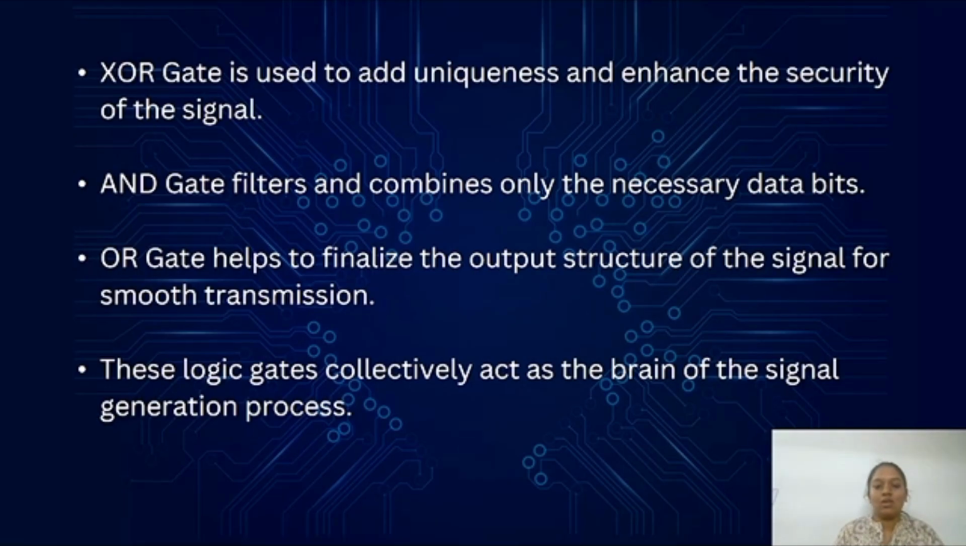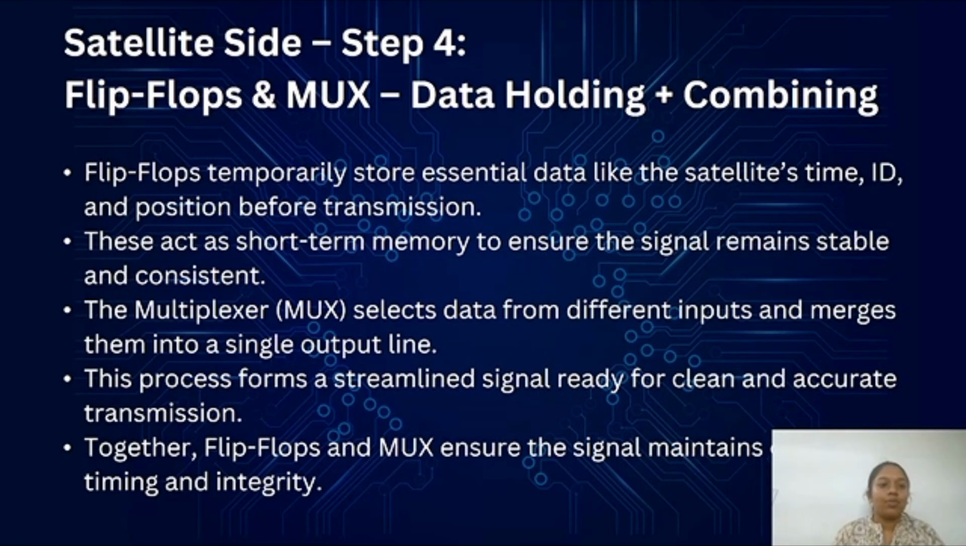transmitter. So next is step 4, flip-flop and multiplexer: data holding plus combining. So let's first talk about the flip-flop. This acts like a small digital memory unit. It holds data like time, satellite ID and location for just a few microseconds. This helps keep the signal stable and reliable.